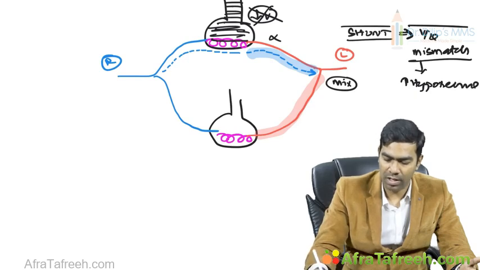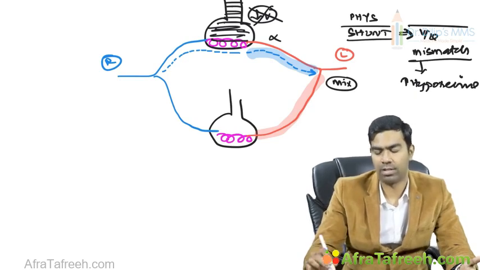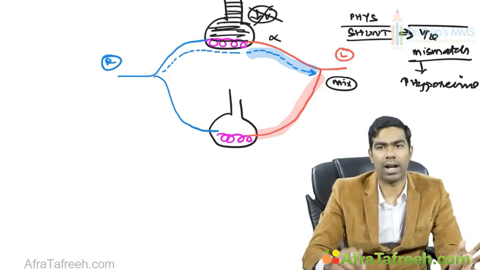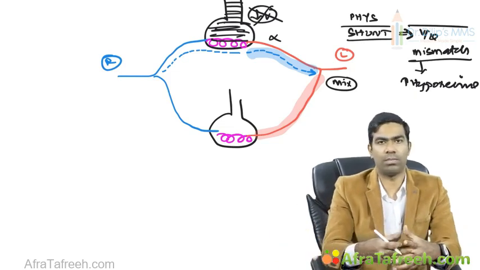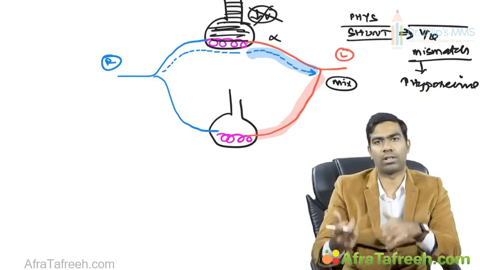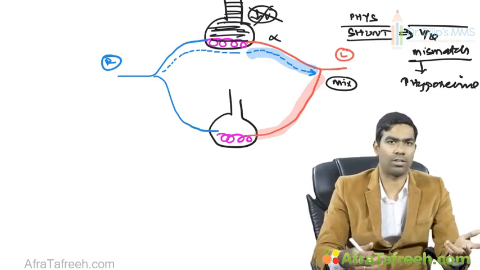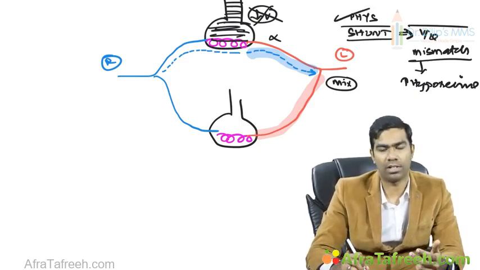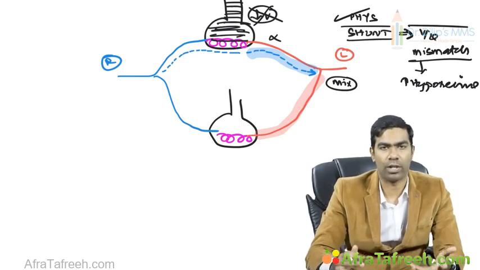And this form of shunt is what we refer to as a physiological shunt, not an anatomical shunt. Anatomical shunt is where an anatomical defect forces the deoxygenated blood to mix with the oxygenated blood, like TOF, transposition of great vessels, truncus arteriosus; a lot of congenital conditions are there. But actually physiological shunts are more common than anatomical shunts. This is what is going to happen.